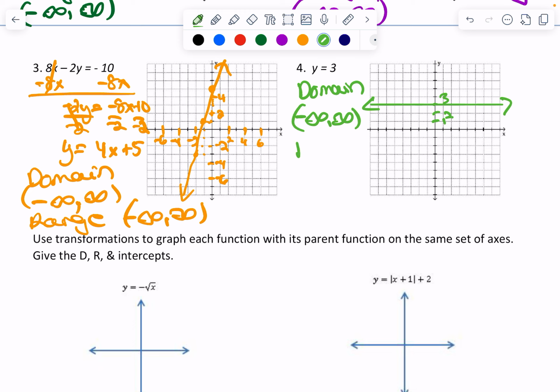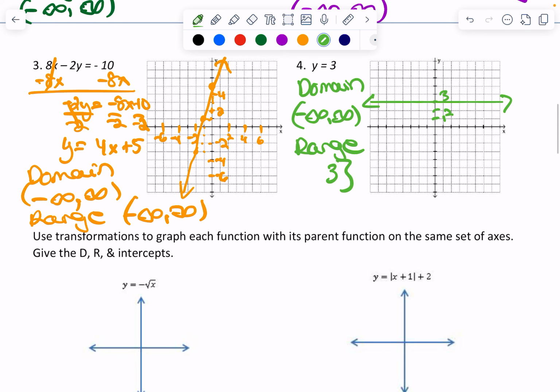Now, the range is not going to be that. Because it is a horizontal line, our range is just going to be 3. And that's it. It does not move up or down on the y-axis. It just stays at 3.